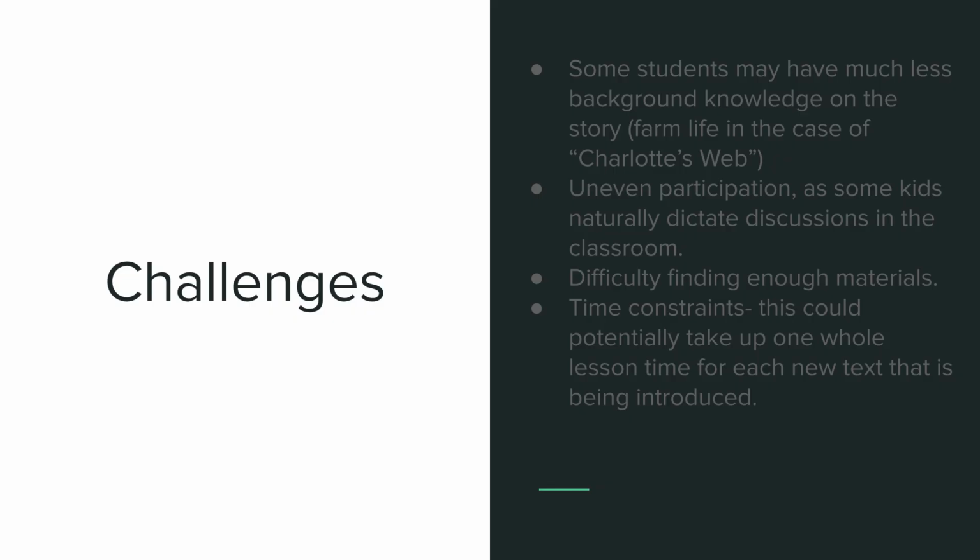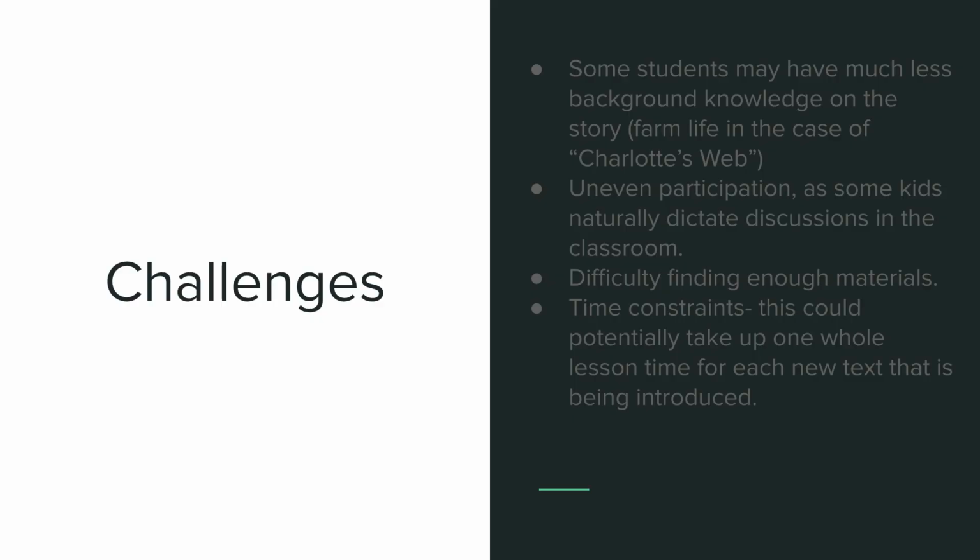The last thing I wanted to talk about in my presentation of Book in a Box are some challenges that you might face as a teacher. First of all, some students may have much less background knowledge of the story. So in the case of Charlotte's Web, they might not have a background of farm life and what that's like. So that could be some confusion to work through. With this strategy, there can be oftentimes uneven participation, as some kids naturally dictate discussions in the classroom. We always have our students who want to share, raise their hand, participate, and then those who are just kind of there along for the ride and listening.